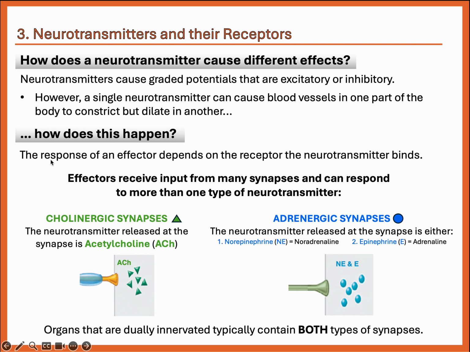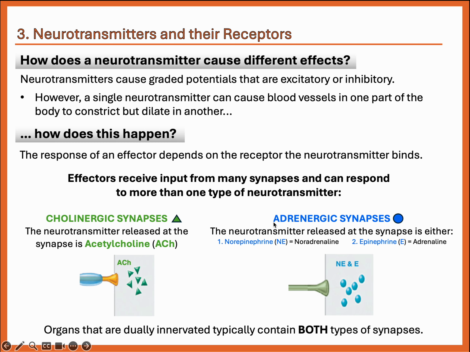Over here, effectors receive input from many. So, cholinergic synapses: choline sounds like acetylcholine. So the neurotransmitter released at the synapse is acetylcholine. When we have a neuron that releases acetylcholine, we call this cholinergic. This is a cholinergic neuron and this is a cholinergic synapse, and we don't see them here, but we're going to have some cholinergic receptors.